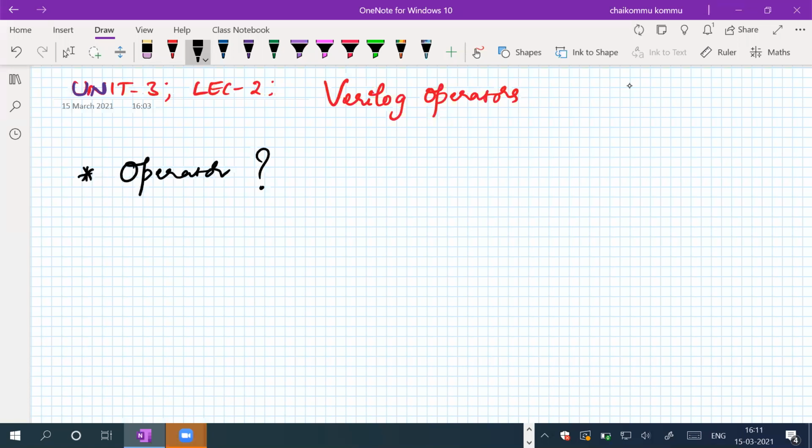So what do you mean by an operator? It can perform something on operands. For example, you take some operation here. You consider one operand, operand 1, and you consider another operand 2. So an operand is nothing but one kind of data, normally nothing but a data.